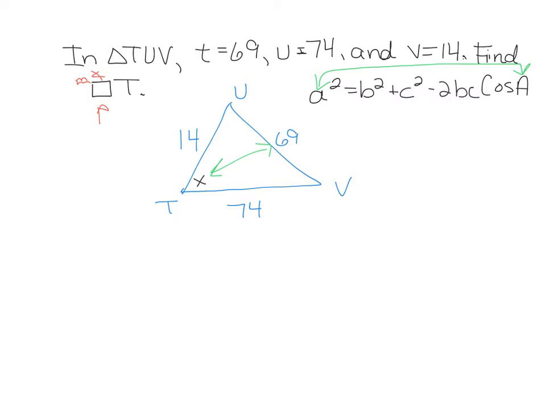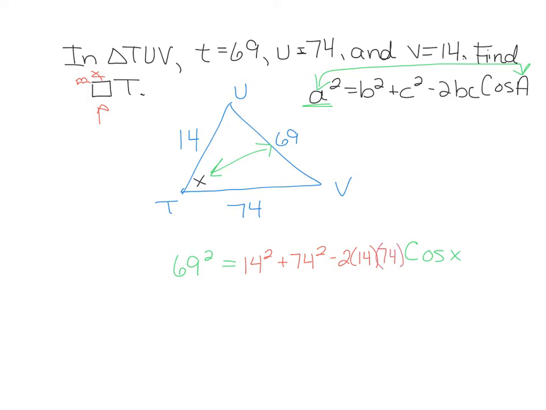I'll write it down at the bottom so I have a little more room. So my side a is the 69. My angle A, or in this case angle T, is the x. Okay, so you'll see with these, the x ends up being with the cosine, so they're a little bit harder to solve. So I'm going to plug in the other parts. I can randomly pick 14 or 74 to go in for b and c. I'm going to do the 14 first, just because that's what I picked. And then I have 2 times 14 times 74.